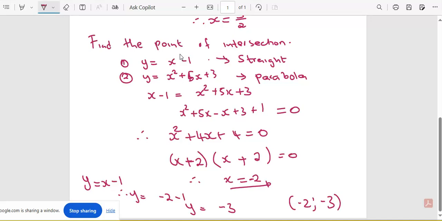Are you happy with that? Yes, sir. You need to always end off your answer with the coordinates. You must write down the coordinates. So this tells us that these two graphs meet only at one point. Sometimes you'll have 2 points, but for this one, we only have 1 point.